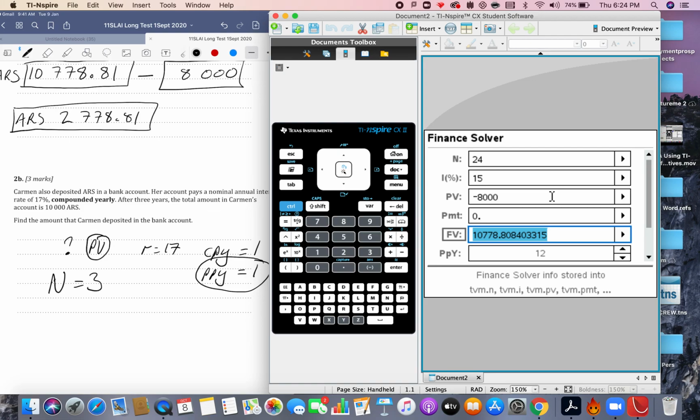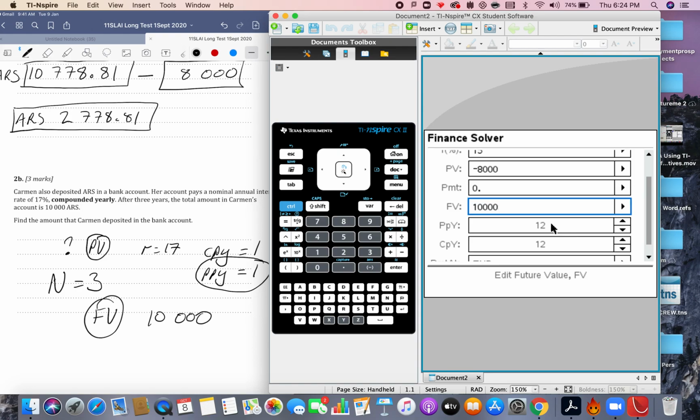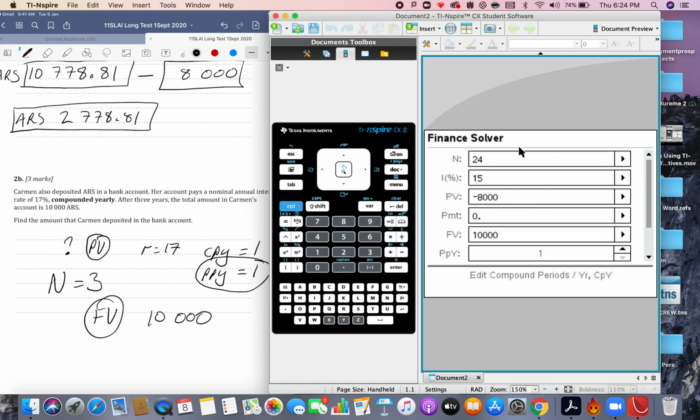The total amount in Carmen's account is 10,000. So the final value that she has coming back to her is 10,000. Okay, so let's go for it. The final value here is 10,000. PPY is 1, CPY is also 1. N is actually just 3, the 3 times by 1 payment per year each year, 3 times 1.